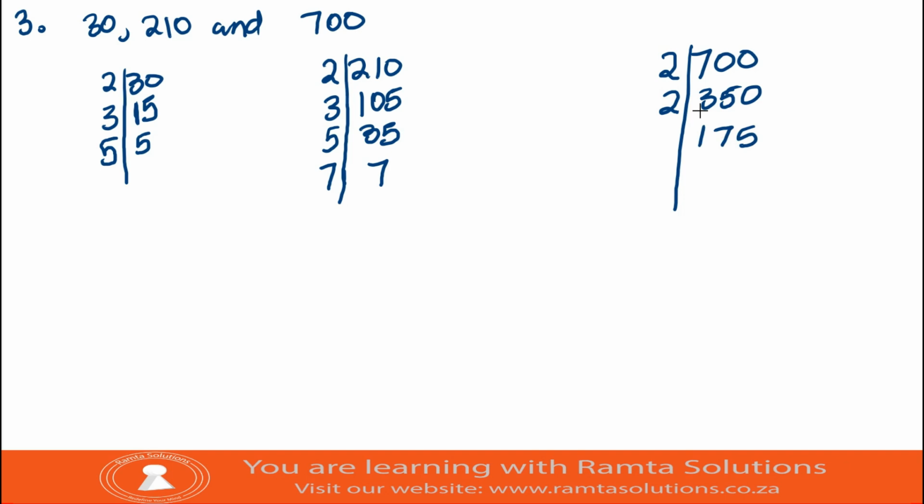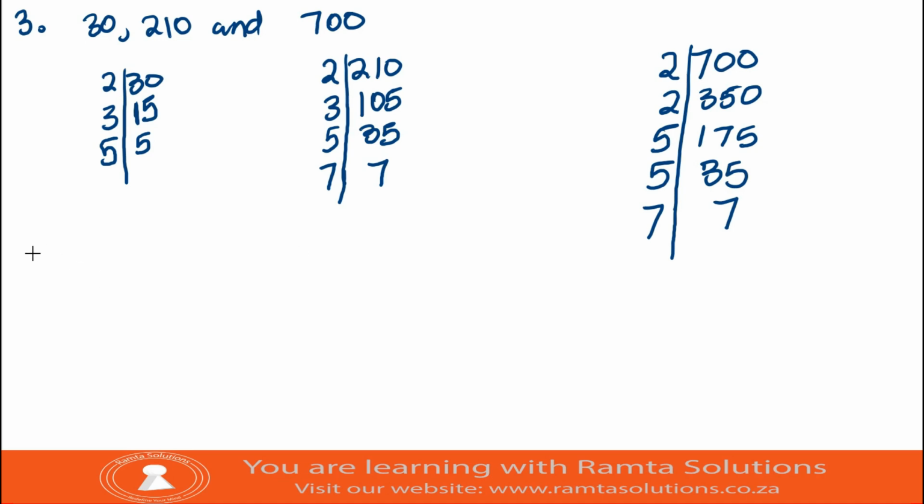Nope, it cannot be divided by 3, but it can be divided by 5, right? Which will be 35. 35, I'm going to take 5. It can be divided by 5, and then when I divide it by 5, it is 7, right? 7 divided by 7. Remember, guys, to check if your workings are correct, you must do this.